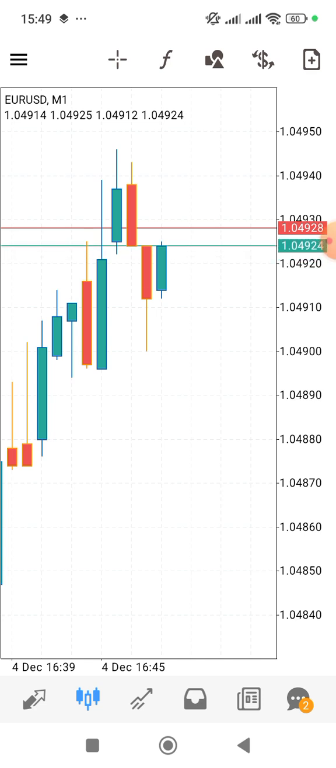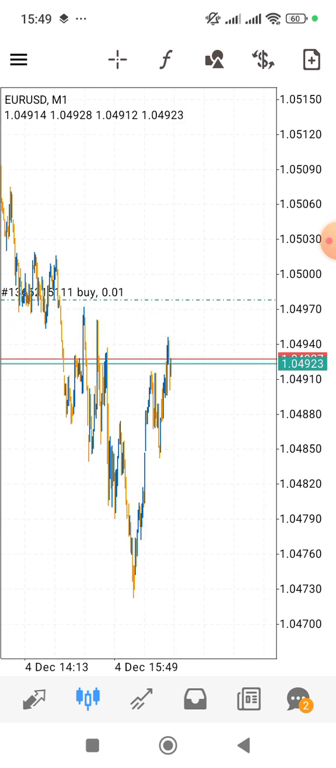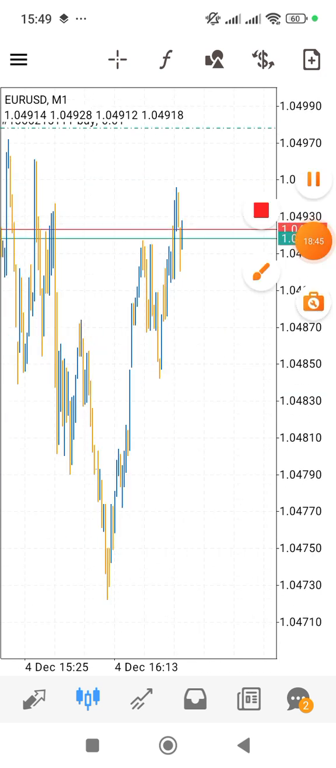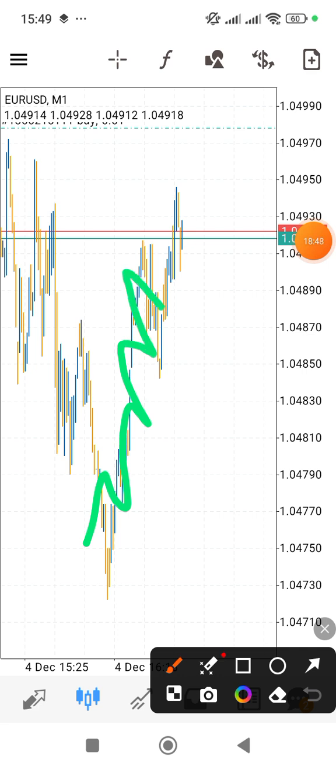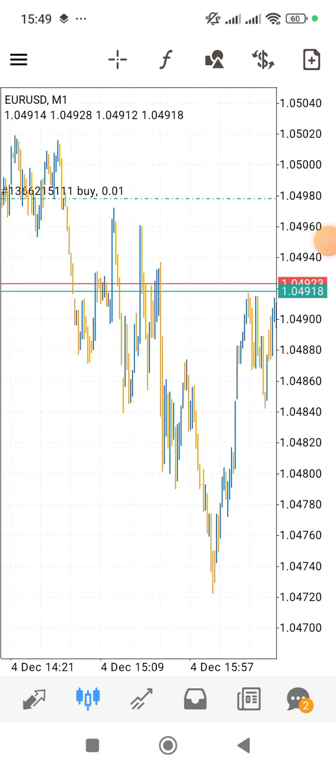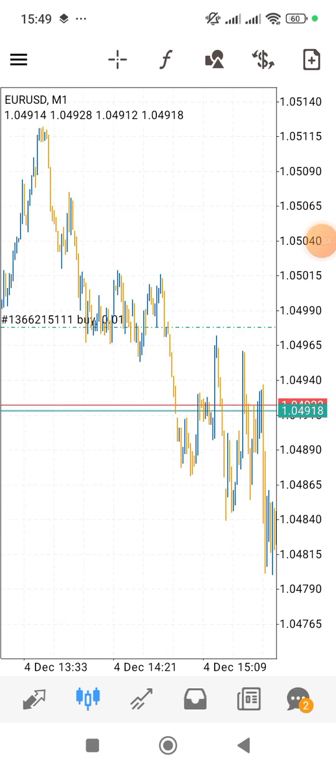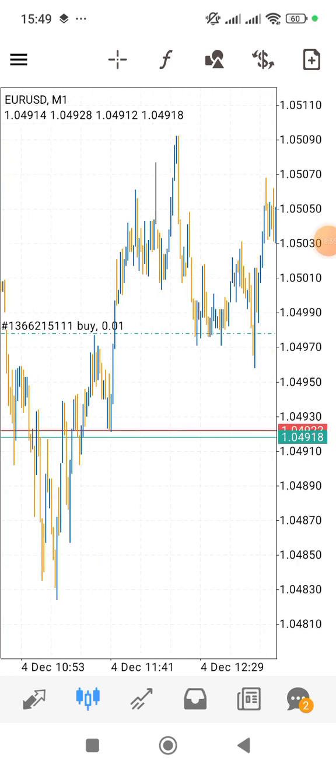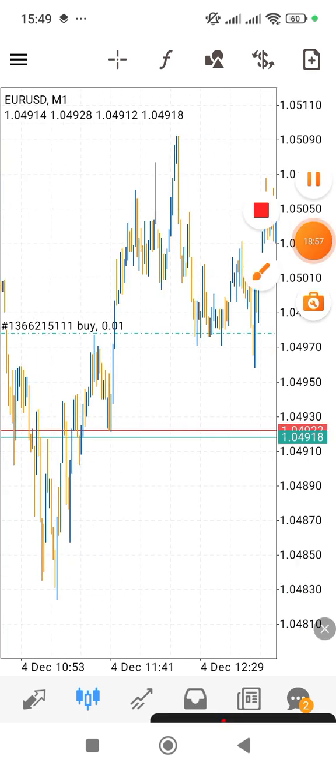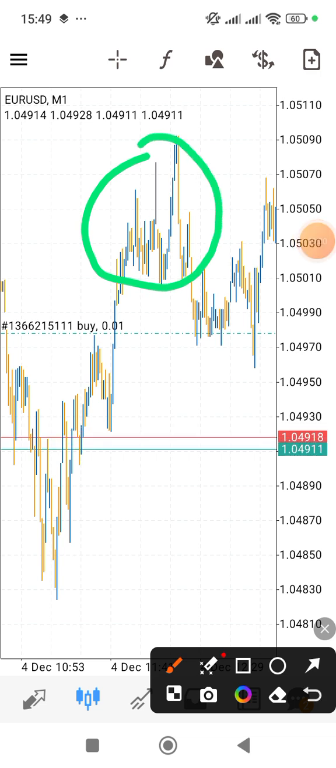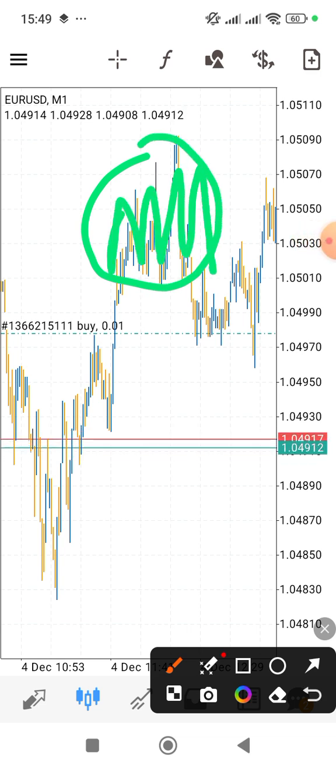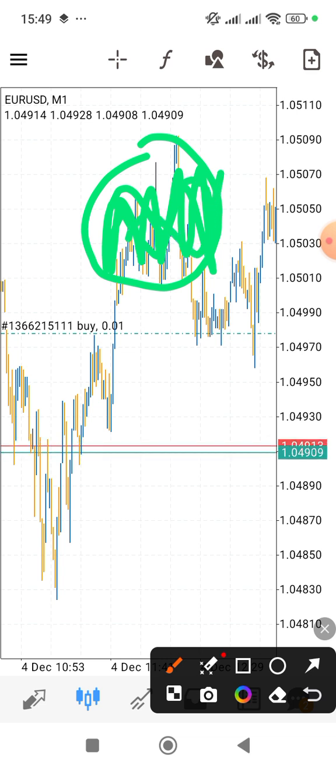So another thing is ranging. Now look at this, the market was bullish here. Are you seeing it? That means it was going up. In this place, the market was bearish. Are you seeing it? But in this place, the market is neither going up nor going down. We call it ranging. It was just in between one place.